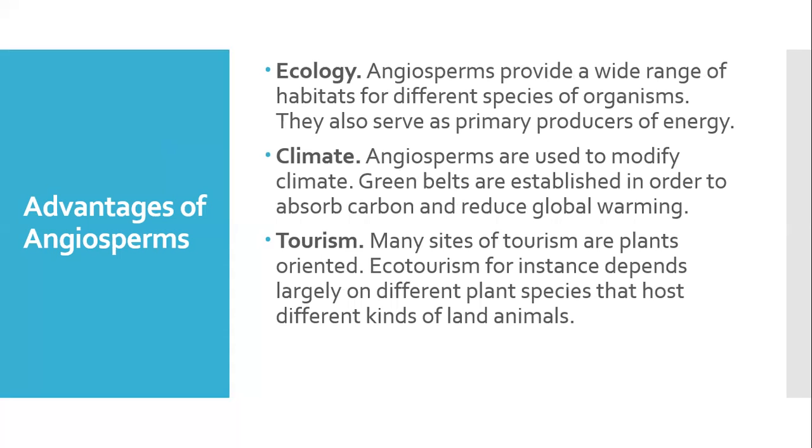Another is the climate, as angiosperms are used to modify climate, since green belts specifically are established in order to absorb carbon and reduce global warming. So green belts are formed by varieties of these angiosperms, like the various trees from these species.